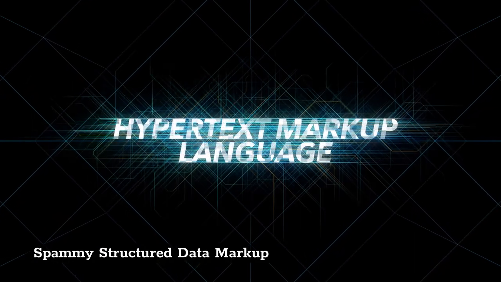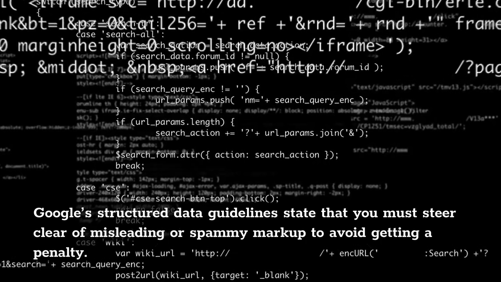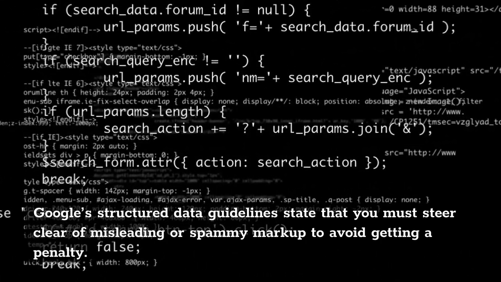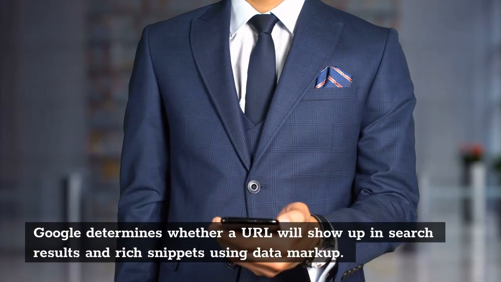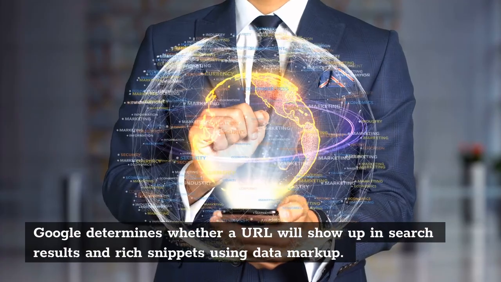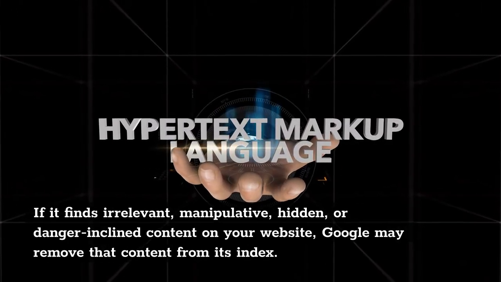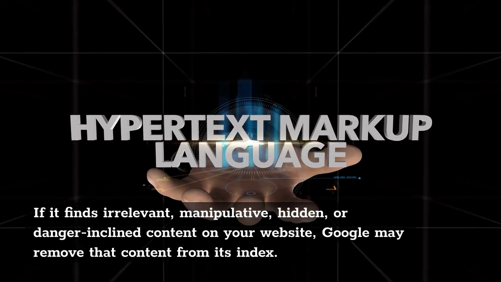Spammy structured data markup. Google's structured data guidelines state that you must steer clear of misleading or spammy markup to avoid getting a penalty. Google determines whether a URL will show up in search results and rich snippets using data markup. If it finds irrelevant, manipulative, hidden, or danger-inclined content on your website, Google may remove that content from its index.